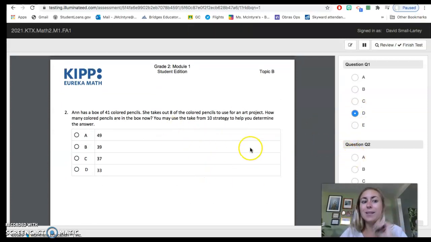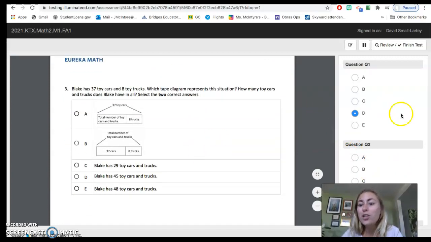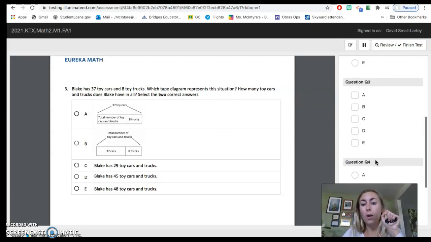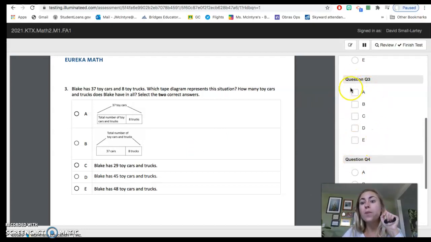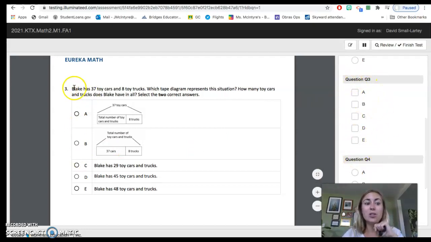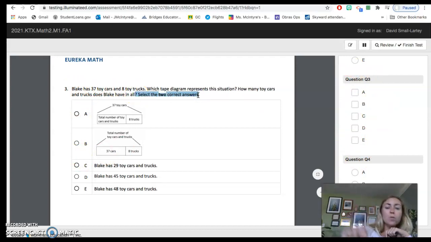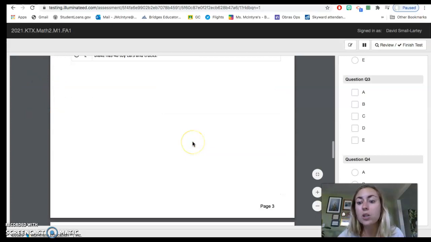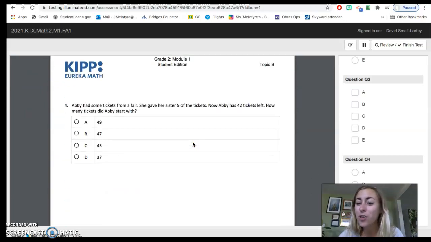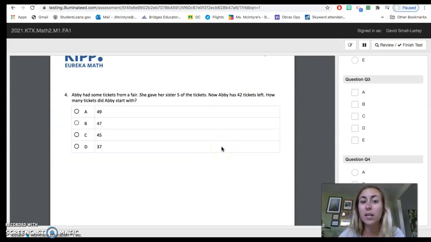So look what happens, guys. I'm on question 2. I see question 2, but then I go to question 3. Oh, I have to scroll. And once you scroll, then you see question 3's answers. And remember, some of these say select 2 correct answers. So don't get tricked on this test, friends. It's only 5 questions, but these 5 questions could really get you.